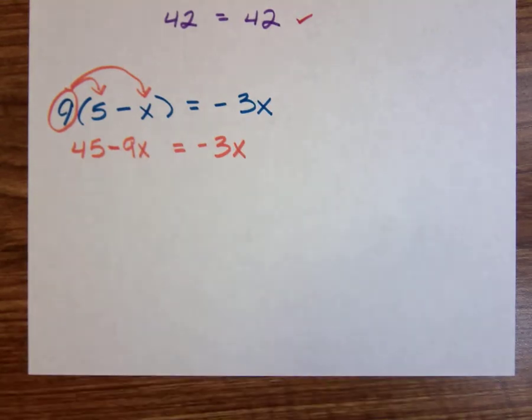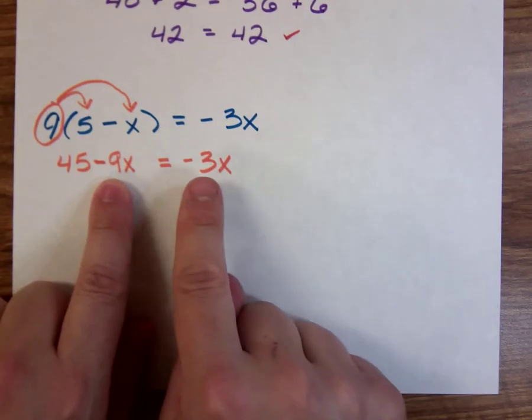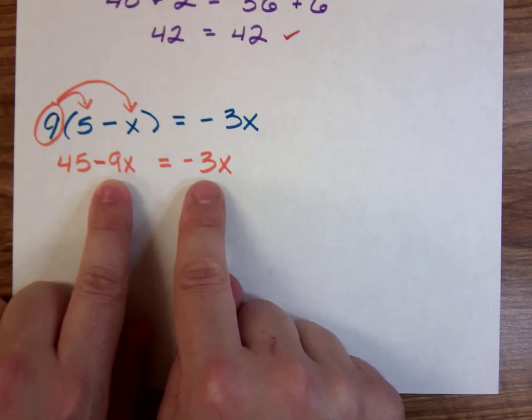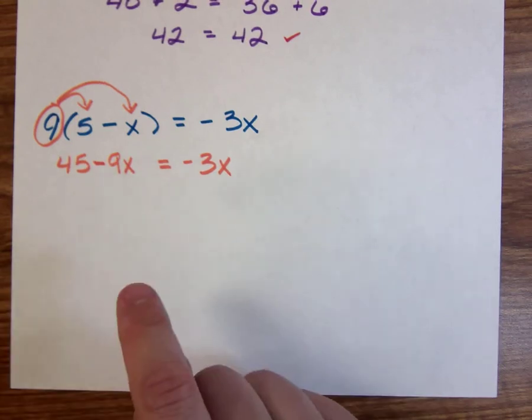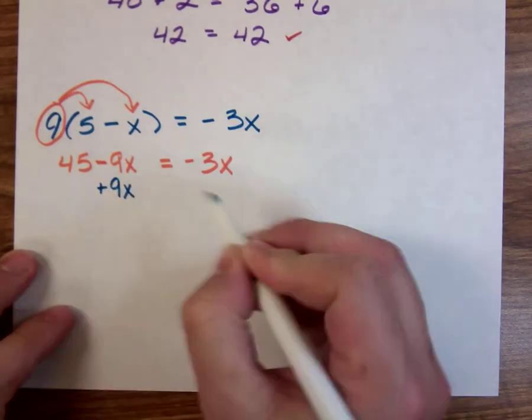What's another reason adding 9x is really nice? Yeah, I don't have any negatives anymore. If I have a negative 9x and I add 3x, that would give me negative 6x. I'd still have to deal with a negative. Now, dealing with negatives is fine. There's nothing wrong with the negatives. But if I can avoid them, why wouldn't you?